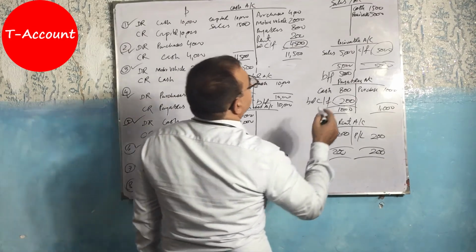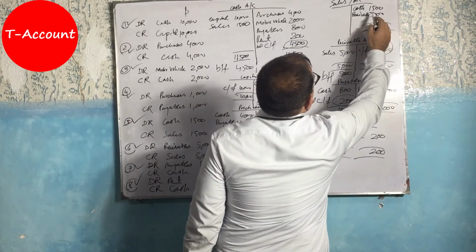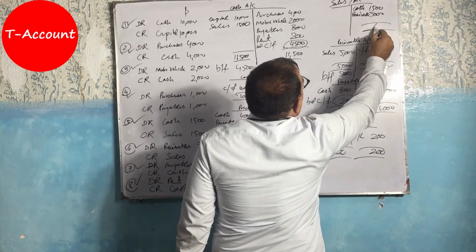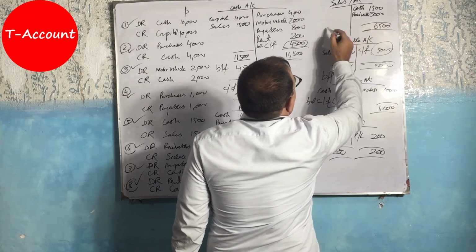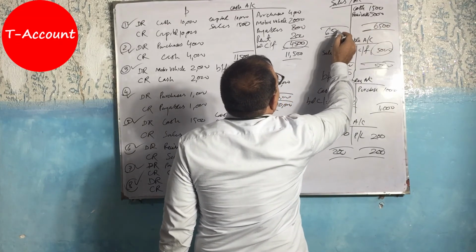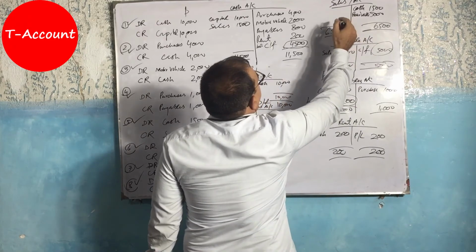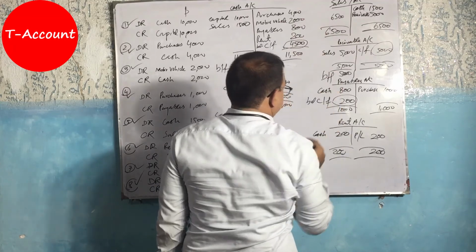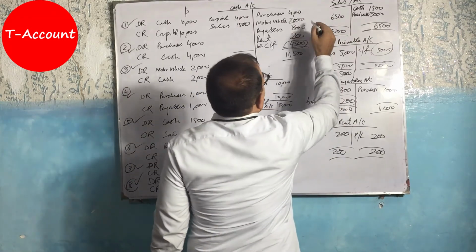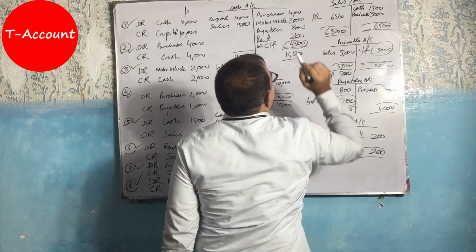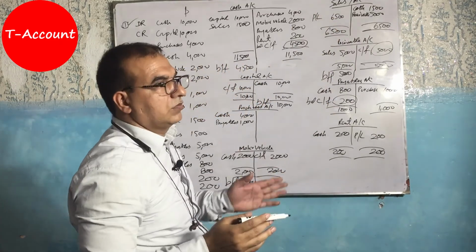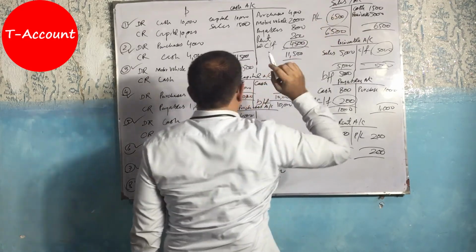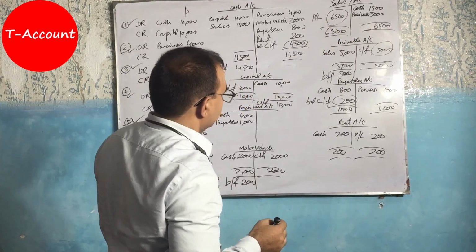Same thing we'll do with sales. We have sales of 5,000 plus 1,000, 6,500. We'll write here 6,500, and the difference we'll put here, 6,500. Take it to the profit and loss. Income. This amount will go to the P&L. That's our income for the year.